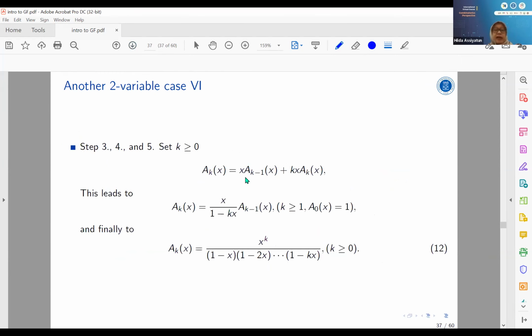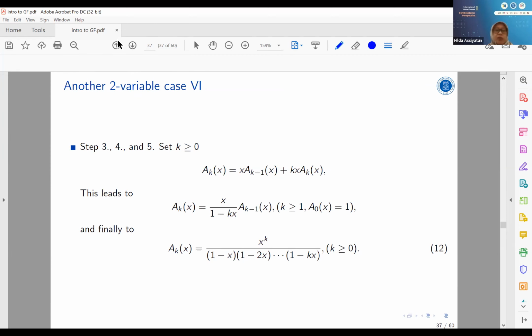The index is equal to the second part, k minus 1, k. So from here it's easy to see that a_k(x) equals x over 1 minus kx times a_{k-1}(x). I think it's clear. This is for k starting from 1, and a_0 equals 1.